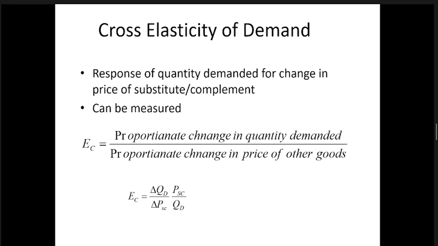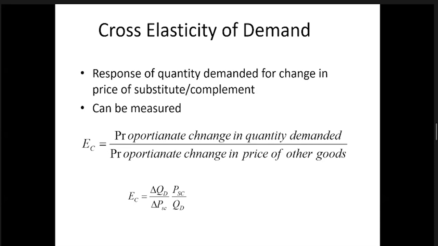Then we can move into the final type of elasticity of demand, which is called cross elasticity of demand. Again, this is similar to what we learned already, like price elasticity of demand. Here we are measuring the response of quantity demanded to a change in other prices.